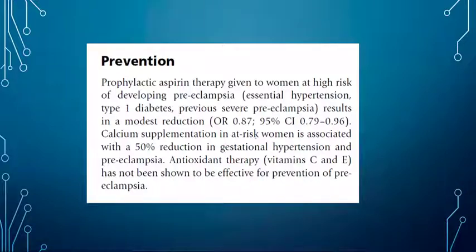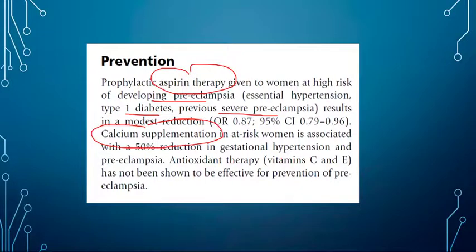Is there anything that can prevent preeclampsia? For women who are at high risk of preeclampsia, like who already have high blood pressure even before getting pregnant, type 1 diabetes, or a previous obstetric history of preeclampsia, those patients are high risk, so you can give prophylactic aspirin to them. You can also give calcium supplementation, which can also reduce the risk of gestational hypertension.